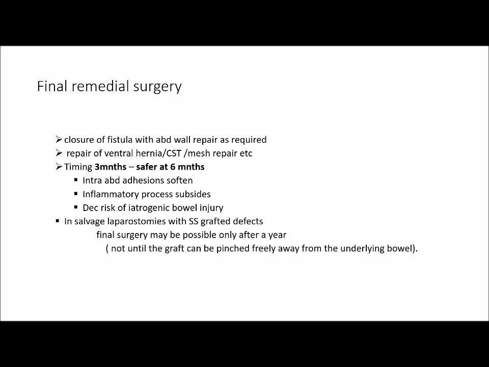And the timing is always better, and my advice is safer at 6 months. But what is important in this patient is that at 6 months, having a persistent EF may be killing the patient rather than saving this patient. So remember, probably a timing of 3 months, anywhere in between, would be better. Why? The internal adhesions soften up, the inflammatory process subsides, and there is a decrease in iatrogenic bowel injury.